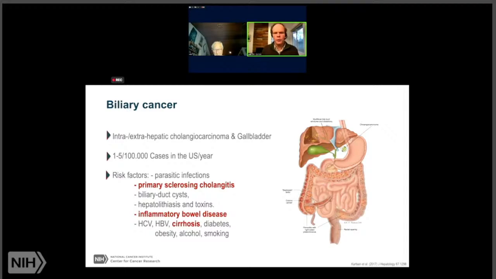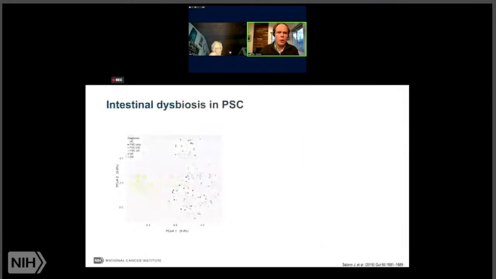It is somewhat interesting for us because there are certain risk factors, including a disease called primary sclerosing cholangitis and inflammatory bowel disease, which are associated with biliary cancer. It had already been shown that there is what we call intestinal dysbiosis in patients with primary sclerosing cholangitis. You can see this here. On this PCA analysis, in green are the healthy controls, and here patients with PSC or patients with PSC and inflammatory bowel disease.